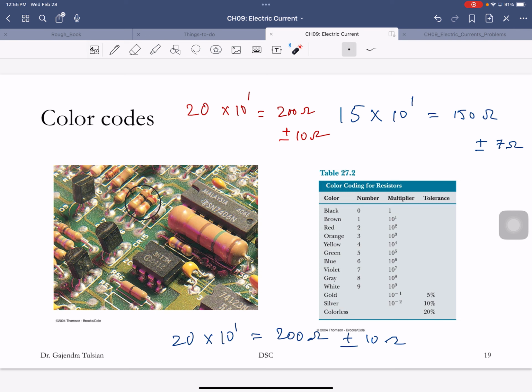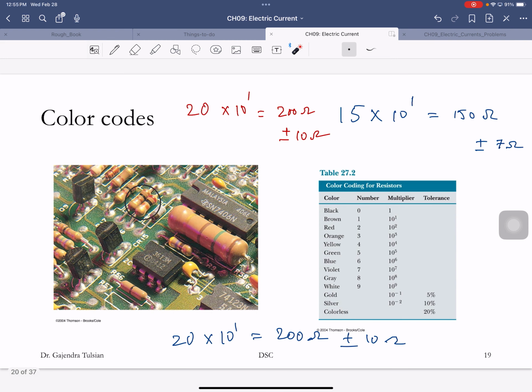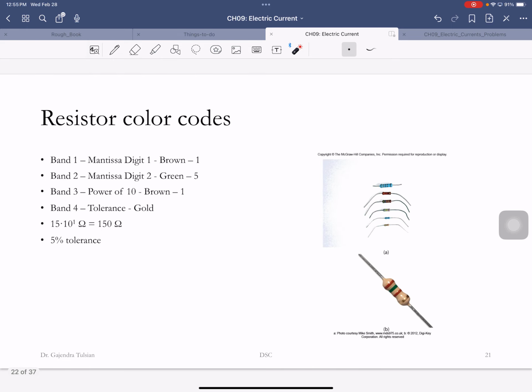Okay. So if that gold band wasn't there, or if it was a colorless band, the error would be 20%. That would be plus or minus 40 ohms. Okay. All right, so you saw all of that.